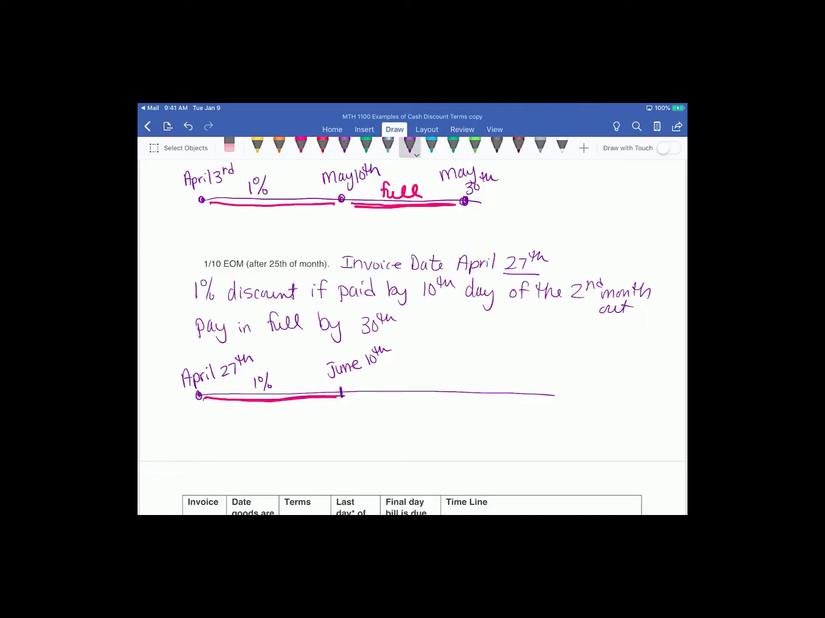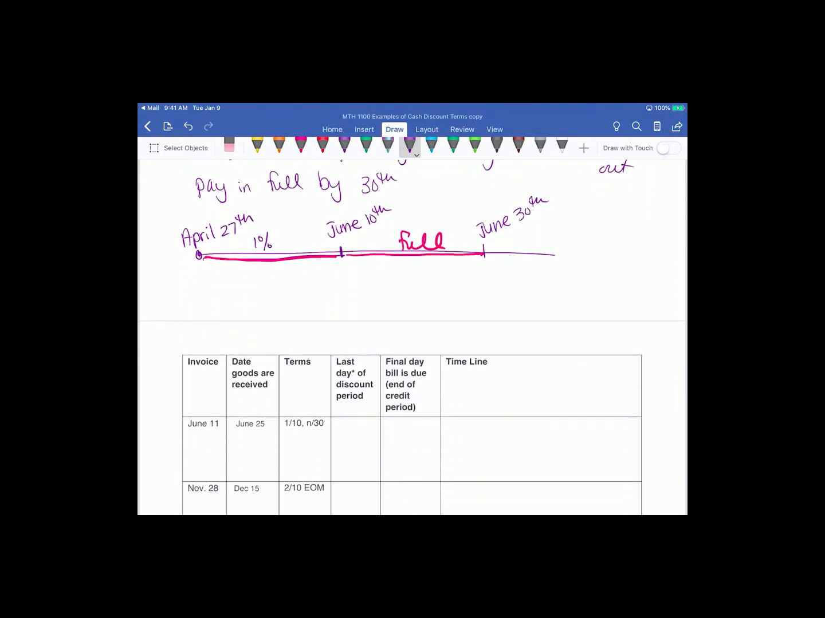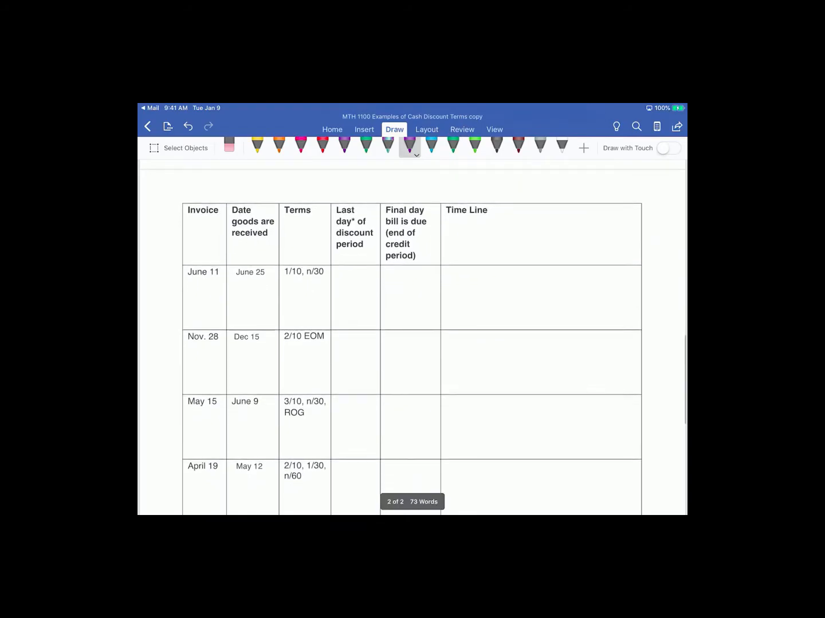Now, I have to pay in full by the 30th of that month. So if I miss that deadline of June 10th, I have to pay in full by the 30th. Okay, let's go through these examples.